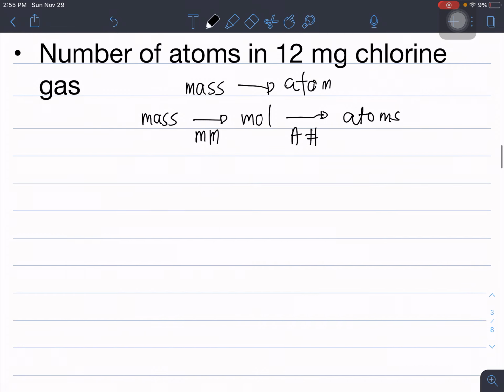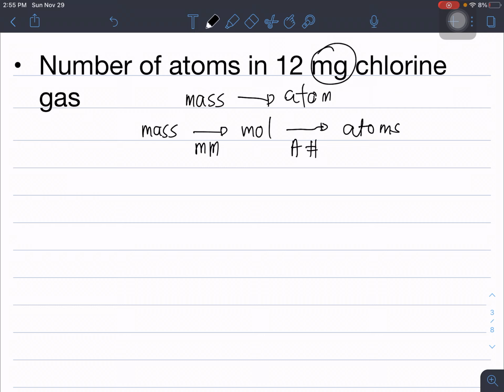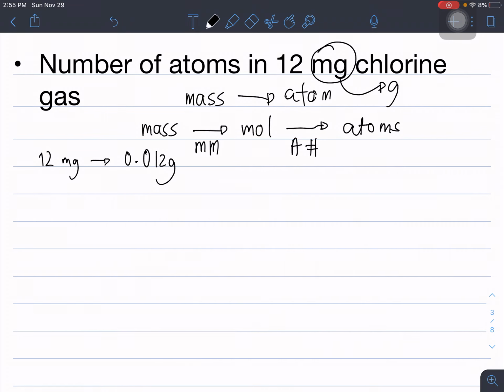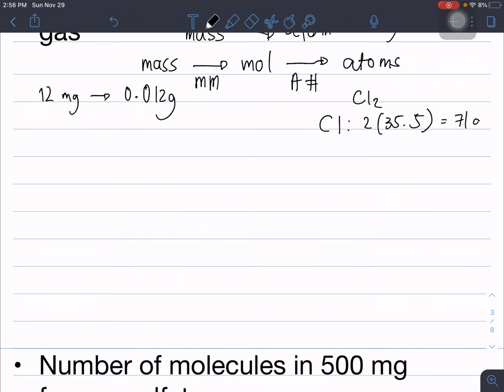So 12 milligrams. We don't want to have this milligram unit. We would like it, as much as possible, to be in grams. So 12 milligrams is equal to 0.012 grams. Other than that, the molar mass of chlorine gas: chlorine gas is Cl2, so checking your periodic table, there are 2 atoms of chlorine present. The periodic table shows that the mass number of chlorine is 35.5, so this will give us 71 grams per mole. We will be needing this one later.